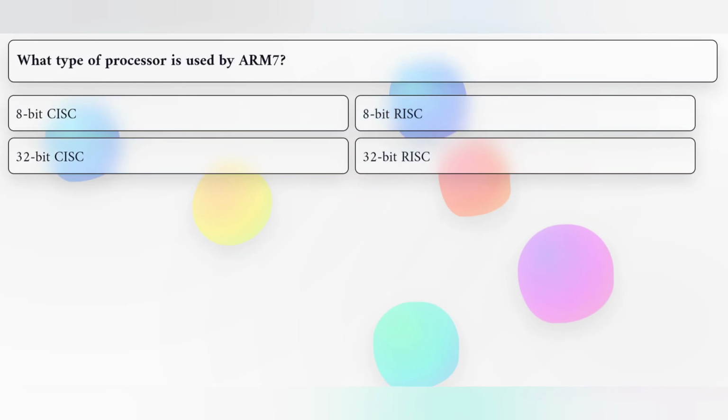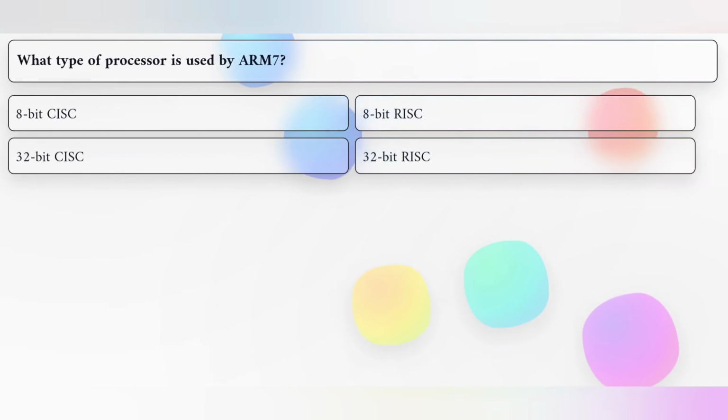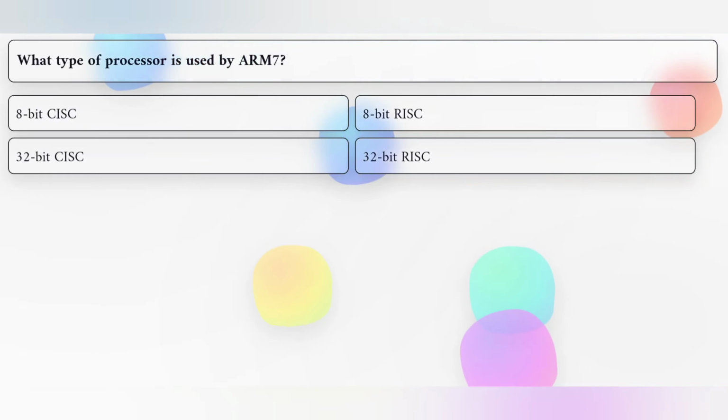What type of processor is used by ARM7? 8-bit CISC, 8-bit RISC, 32-bit CISC, 32-bit RISC.